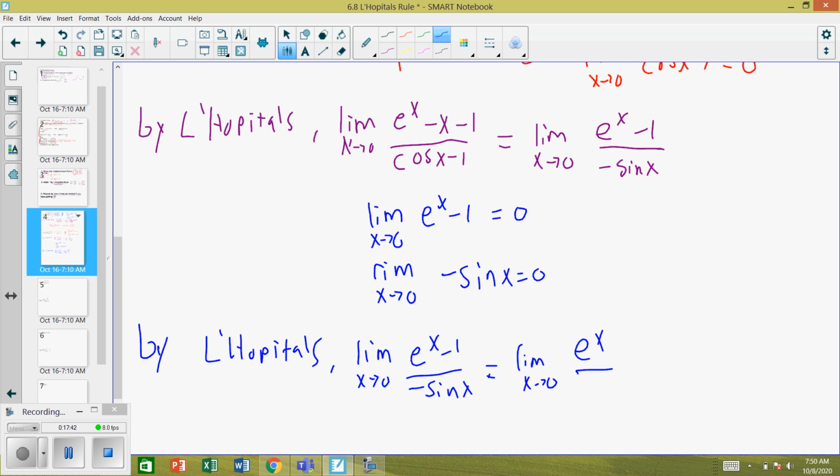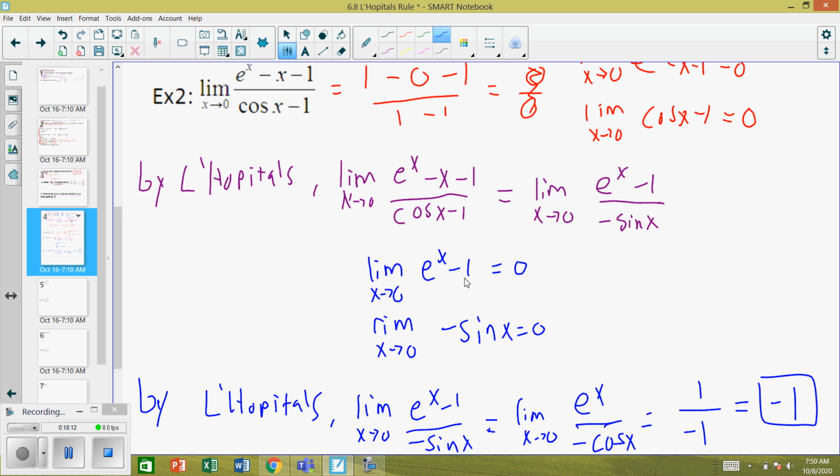And on bottom, the derivative of sine of x, what's the derivative of sine of x would be negative cosine of x. And now if I take the 0 and plug it into that, that's e to the 0 is 1, and the cosine of 0 is also 1, so that's negative 1. And finally, my limit equals negative 1.